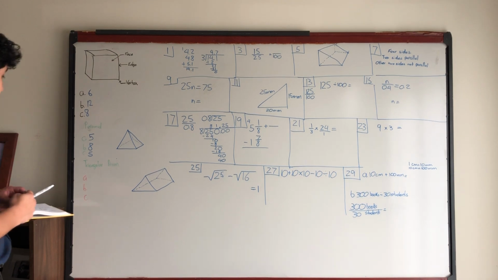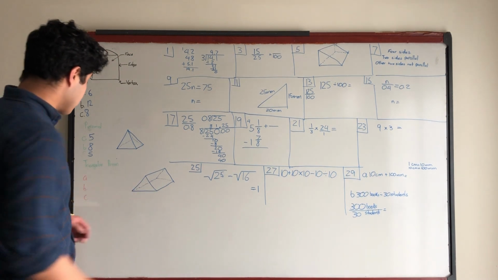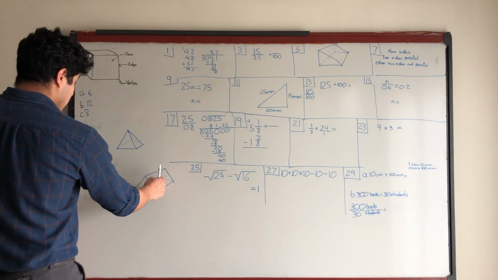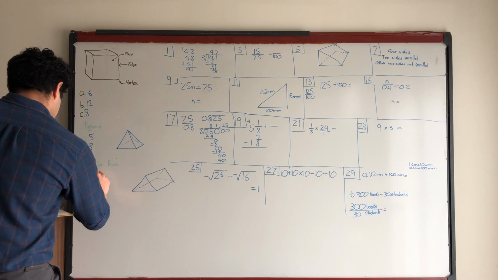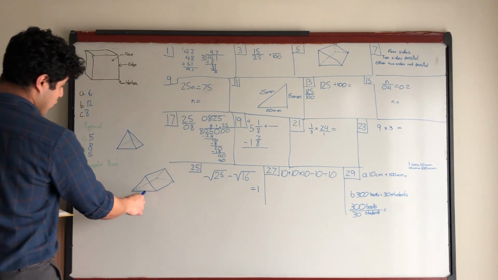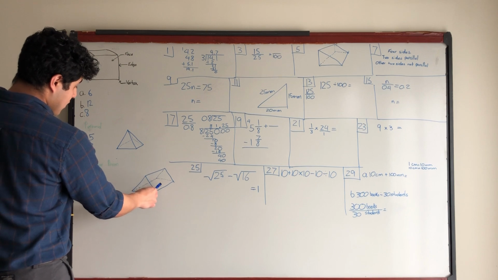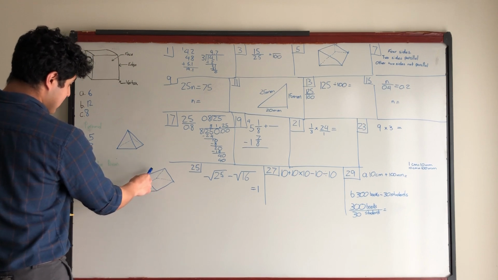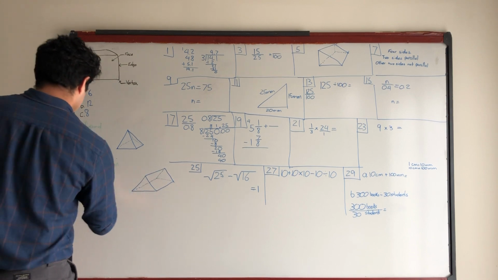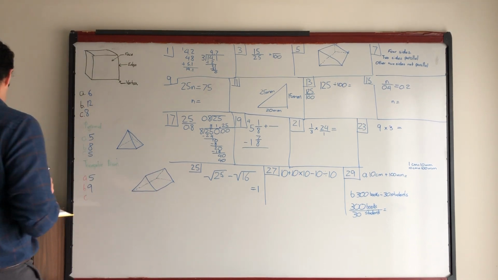Next, on the next page, we have a triangular prism. How many faces does this have? Here we have a rectangular base. So 1, 2, 3, 4, and 5. This triangular prism has 5 faces. How many edges? We can count them here. 1, 2, 3, 4, 5, 6, 7, 8, 9. We have 9 edges in this triangular prism.